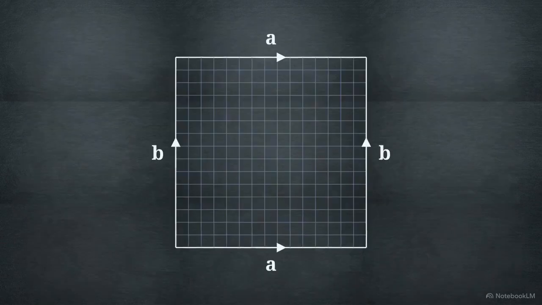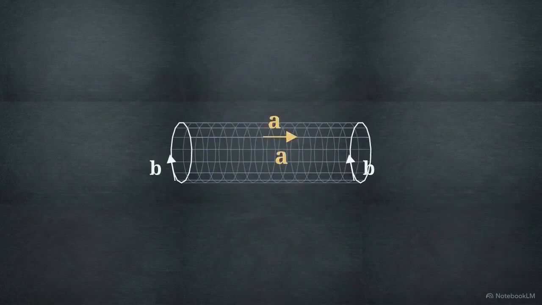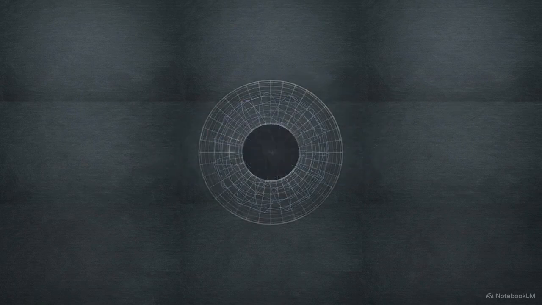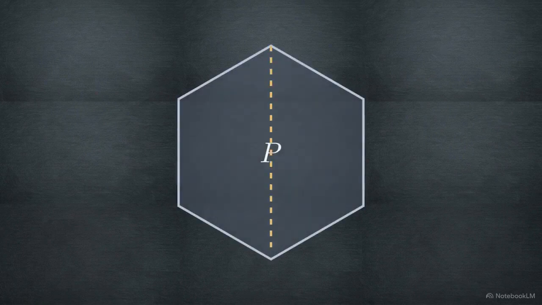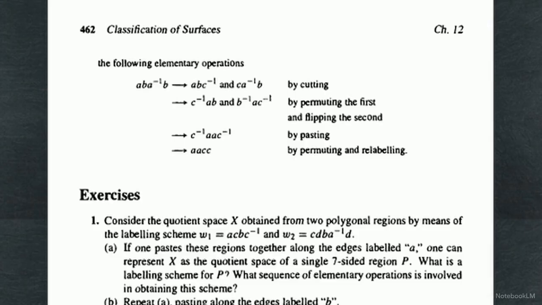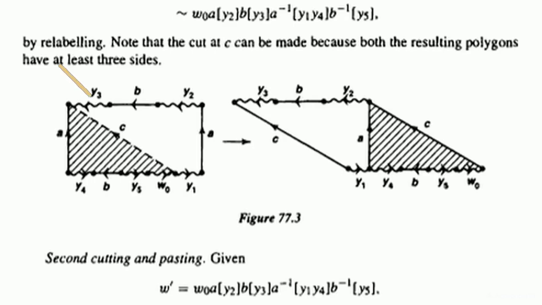To prove this list covers everything, we have to mathematically manipulate flat polygon representations without changing their underlying topological properties. Mastering the elementary operations for transforming these polygons provides the mathematical engine needed to reach the final proof. Looking at this excerpt from section 77, we have 4 valid operations we can apply to a labeling scheme: cutting, permuting, pasting, and relabeling.